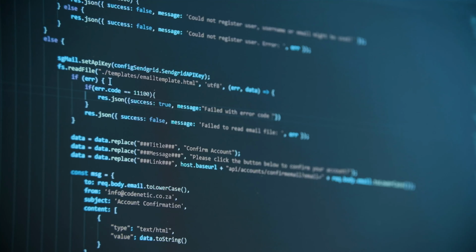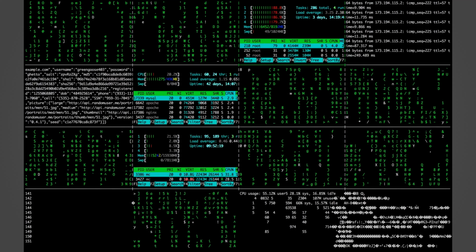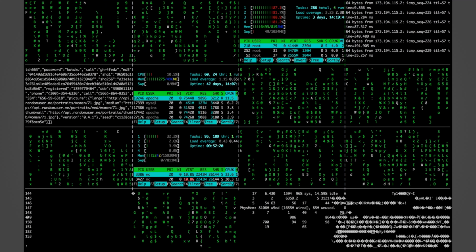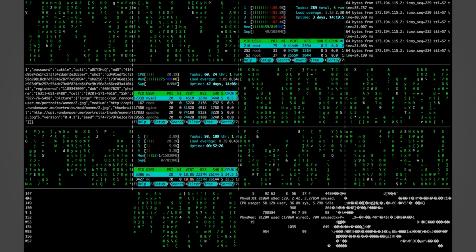How to perform penetration testing? Penetration testing can be performed using various techniques and tools, such as vulnerability scanning, network mapping, and password cracking. In this video, we will briefly discuss the steps involved in performing a penetration test.